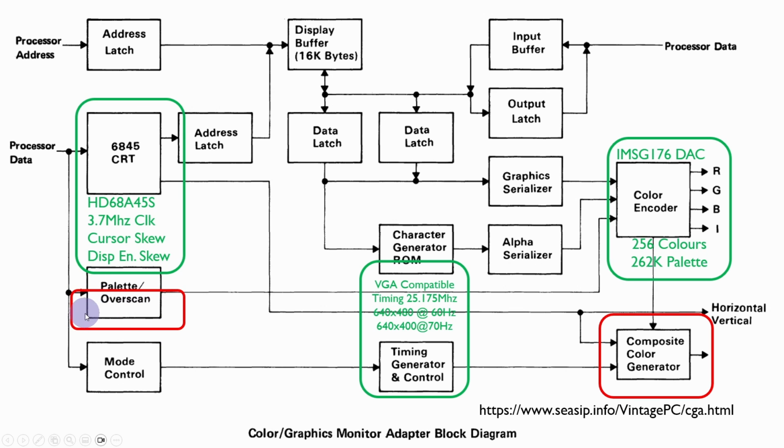Overscan colors were for when we were displaying on a cathode ray tube, whereas with an LCD output and the sort of outputs we're dealing with, generally we don't have to worry about that. For the timing and control signals, we're going to be doing VGA compatible timing. This is based on a 25 megahertz dot clock, but we're primarily going to be using 640 by 400 at 70 hertz. Now, as a simplification, we're not going to include the color composite generator.